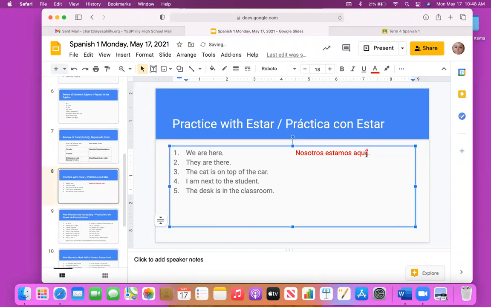So for this one, if you just wanted to say estamos aquí, they know exactly what you're talking about. But you can say nosotros estamos aquí, and it's the same thing. Either way, they'll know.